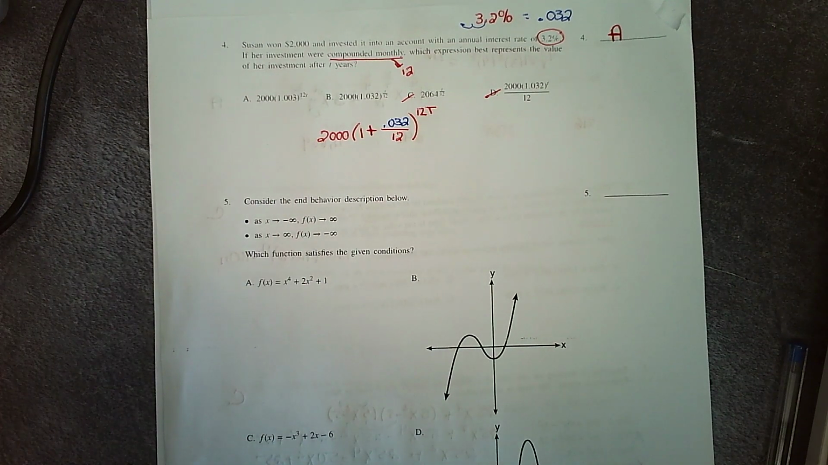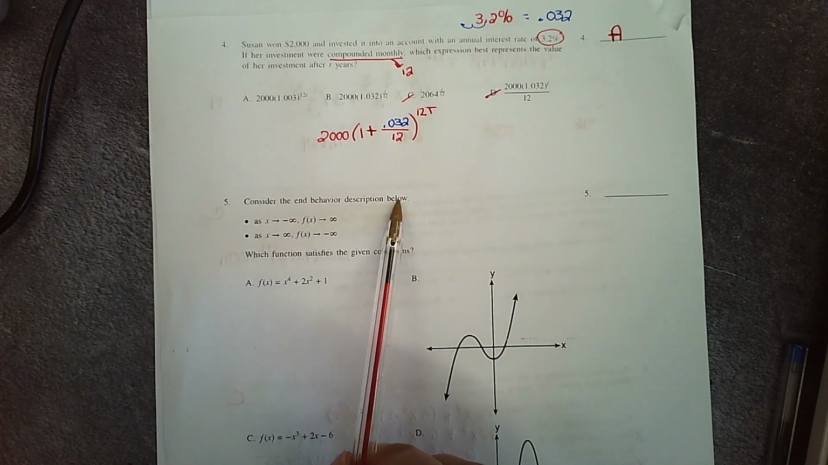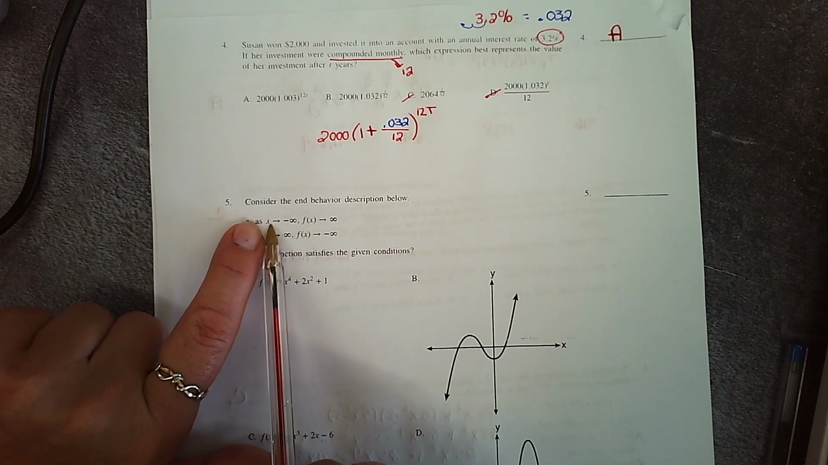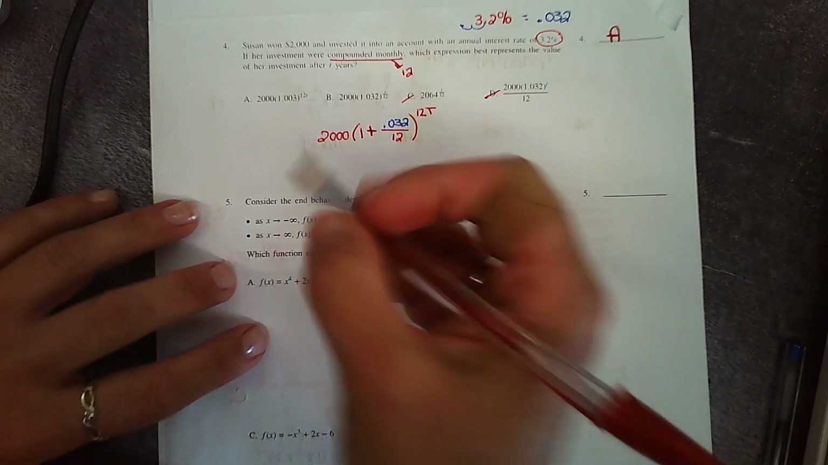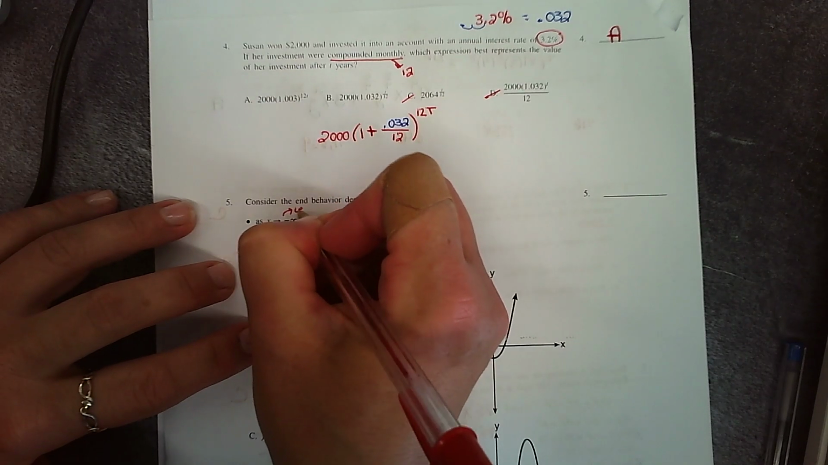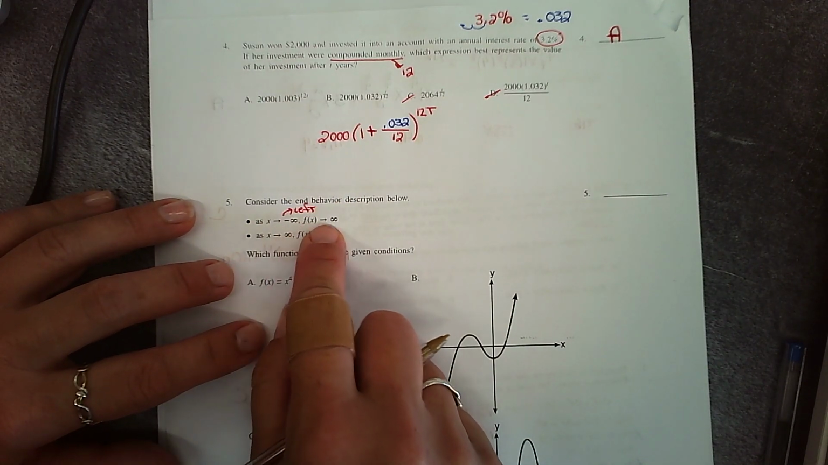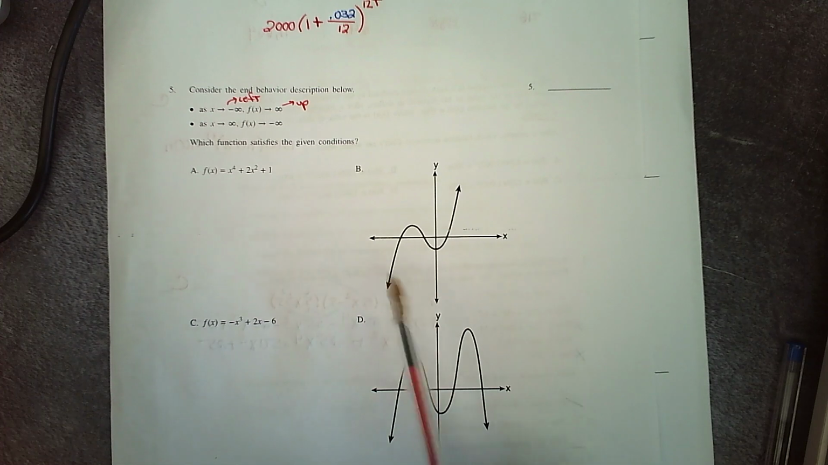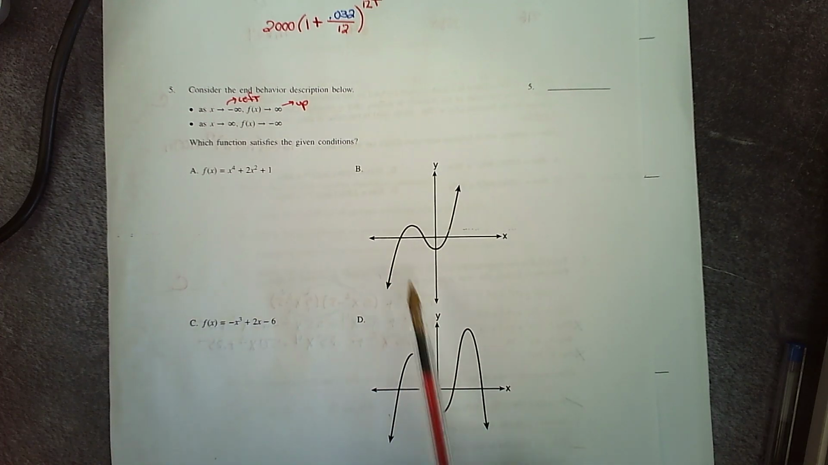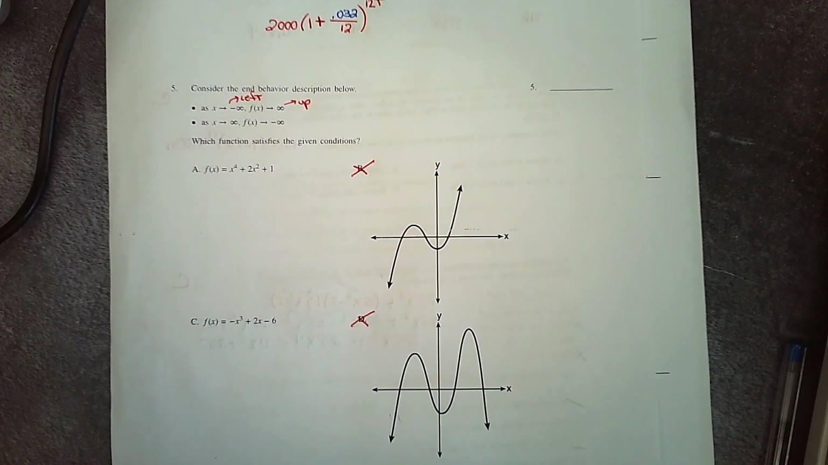All right, next one. Consider the end behavior description below. So let's take a look at what this is saying. As x is going to negative infinity, so that is to the left. So this means left. So as we're going to the left, y is going to positive infinity. That means up. All right, so let's look at these two pictures first. Over here on the left, are these going up? No, they're not. So we're going to cross those off to begin with.